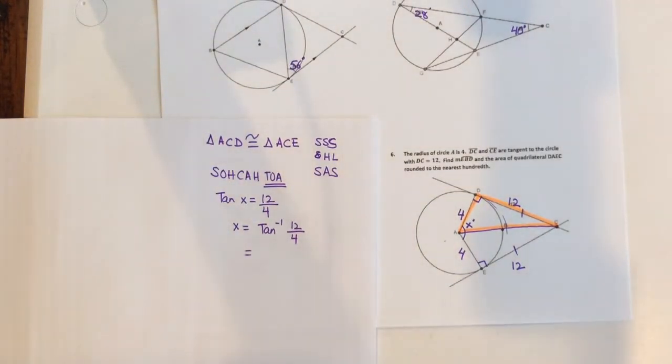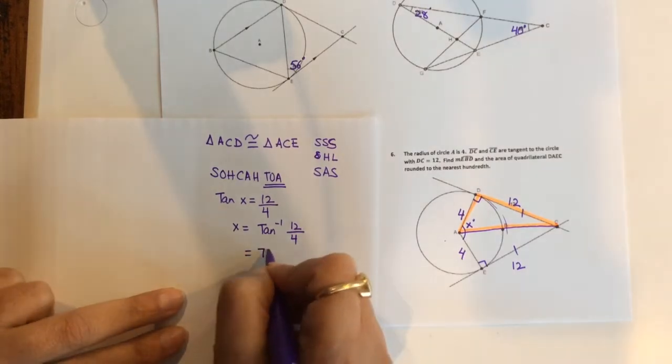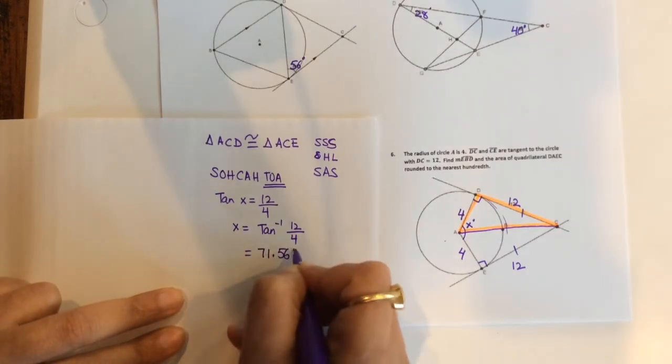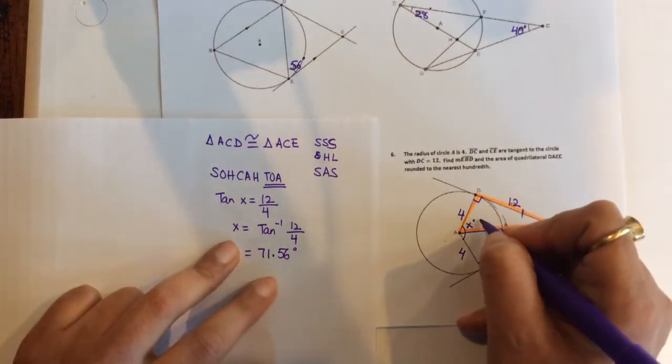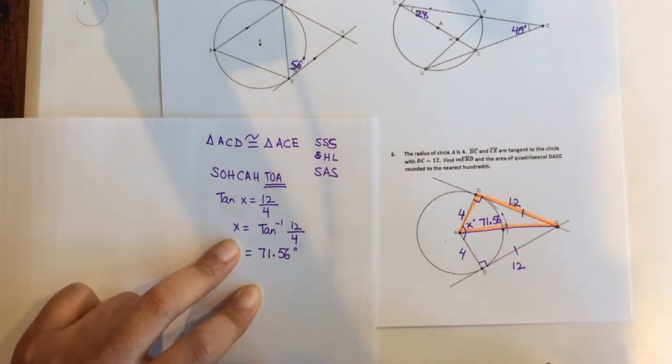And when I use my calculator and I find it, I got X to be... calculator gone? Okay, here it is. And I found that X came out to be 71.56 degrees. So the measure of X was 71.56 degrees.